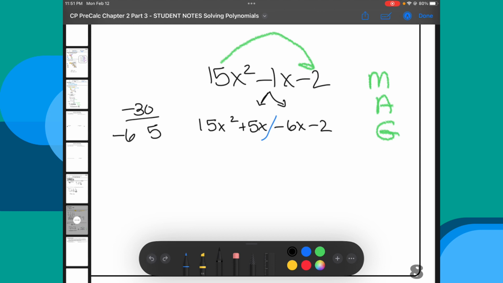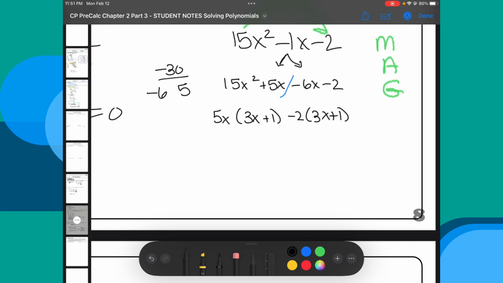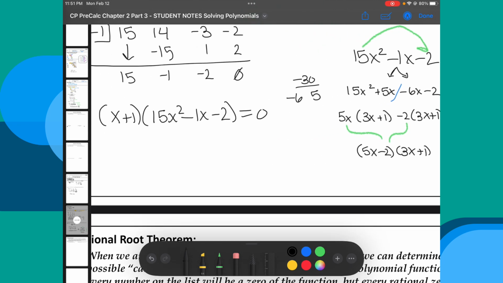We get 5x. That leaves me with 3x plus 1 and negative 2, 3x plus 1. We have identical parentheses, which we always check for. They are both 3x plus 1. They should always match. And then we are going to move to our final answer, or commute. And we have 5x minus 2, 3x plus 1. And remember, those can go in either order.